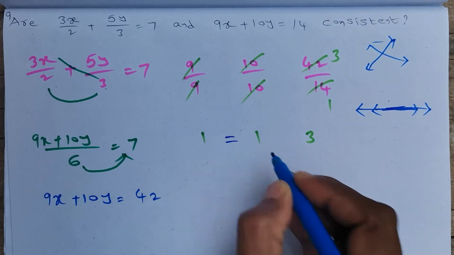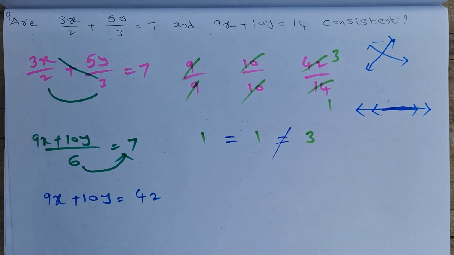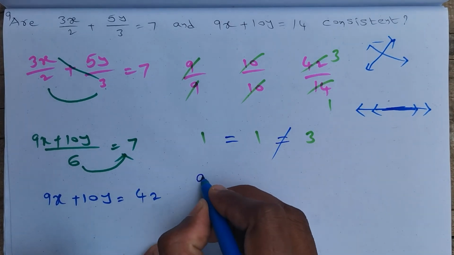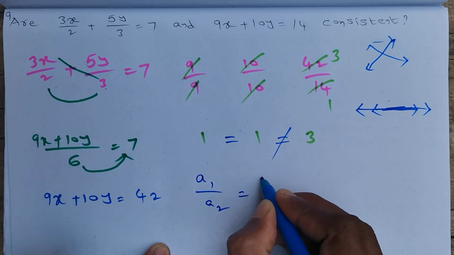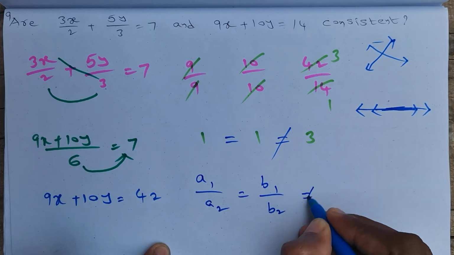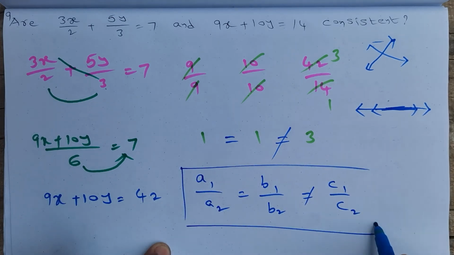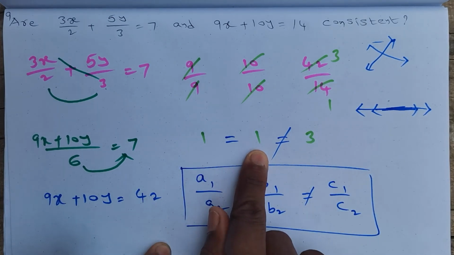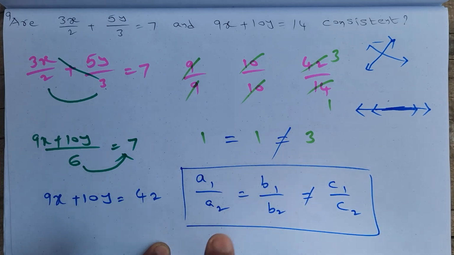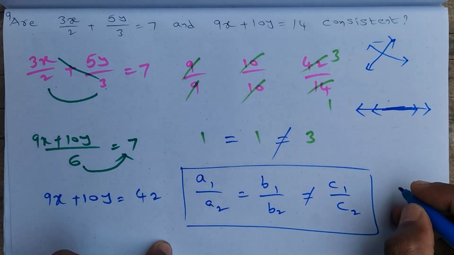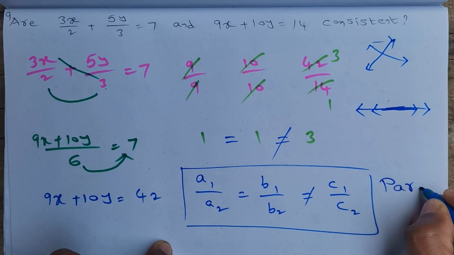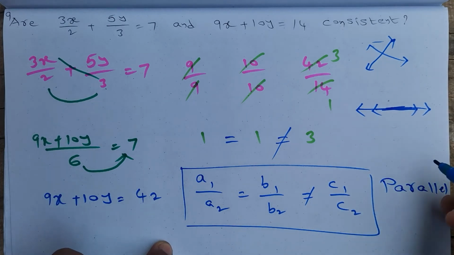So shall we relate these numbers with each other? Obviously 1 is equal to 1, which is not equal to 3. So we can write one condition: A1/A2 = B1/B2, which is not equal to C1/C2. Right, A1/A2 = B1/B2, but it is not equal to C1/C2. Then which type of condition is it? It is the parallel lines condition.